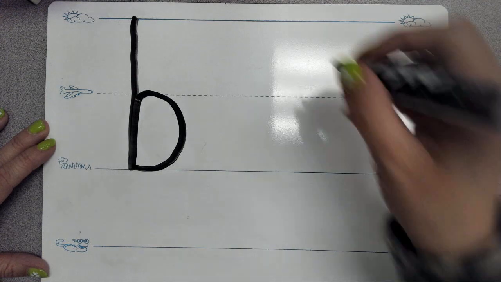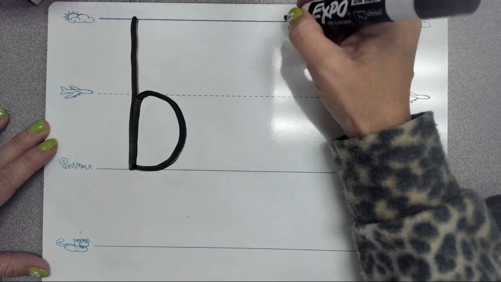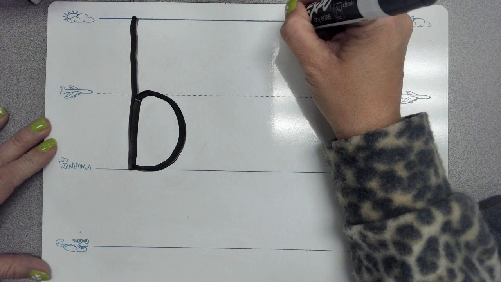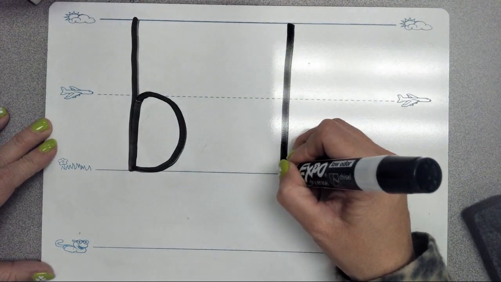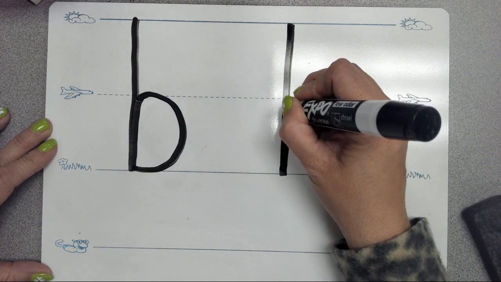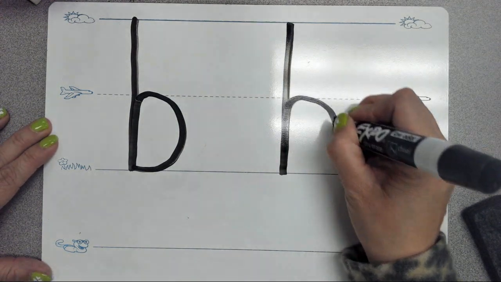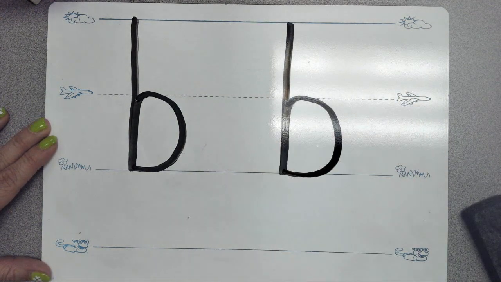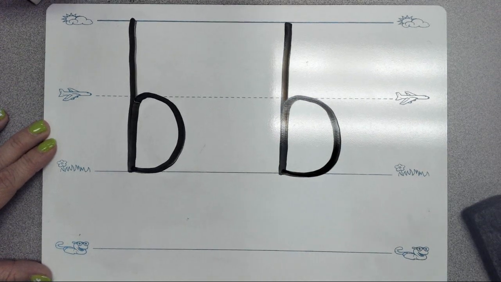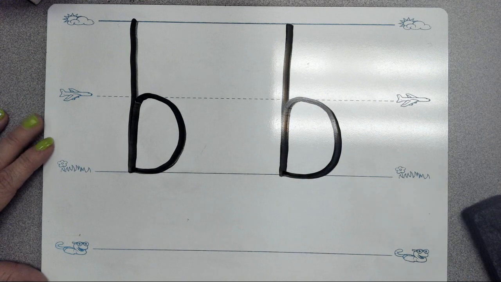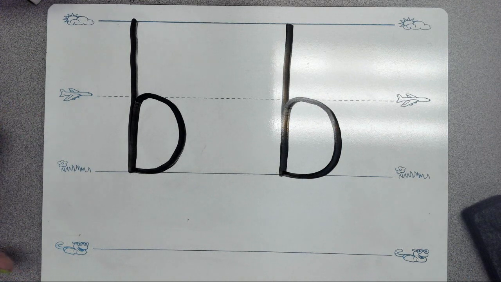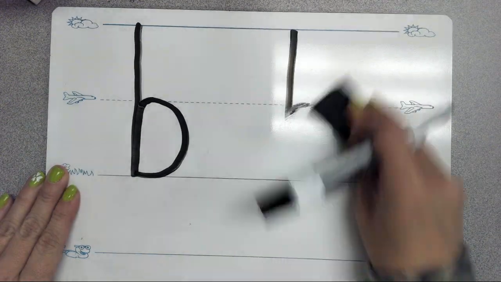And again, second one. Point to the skyline. Go down to the grass line. Trace up to the plane line and around down to the grass line. B, bat, B. Beautiful, my bumblebees. Go ahead and erase.